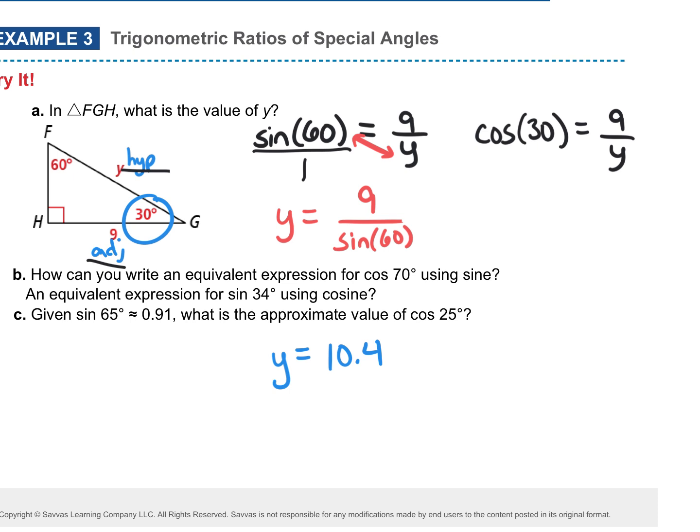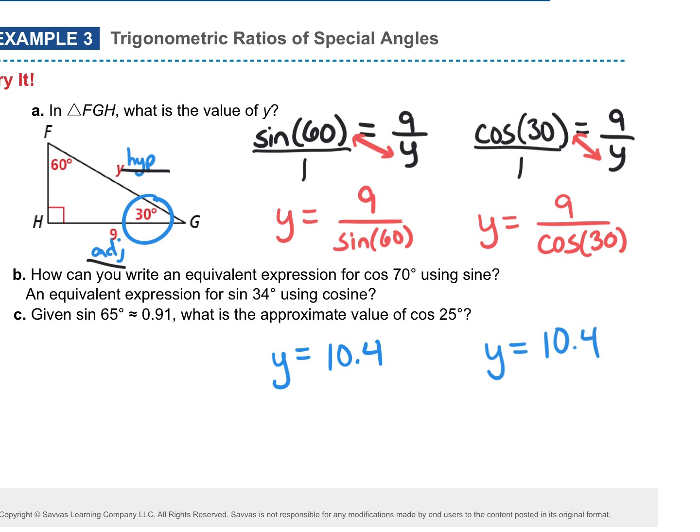9 over y. Similar idea here. Are we going to end up multiplying or dividing? Dividing. Again, what happens between those? They flip, right? So y and cosine of 30 switch spots. If you type that in your calculator, what do you get? We get the same thing, right? 10.4. So it didn't matter which one you use as your reference angle. Okay? And if you did the 30, 60, 90 way, okay, you probably have a square root in your answer somewhere. Just multiply that out, you would get 10.4. Okay?